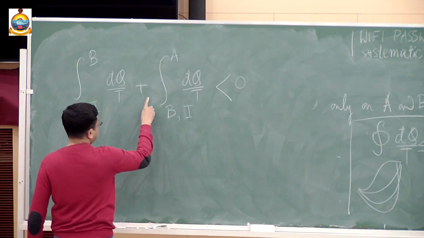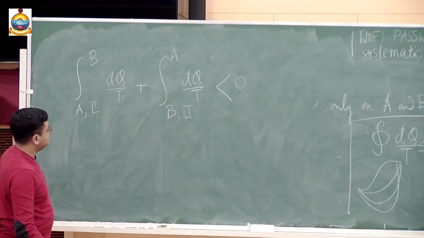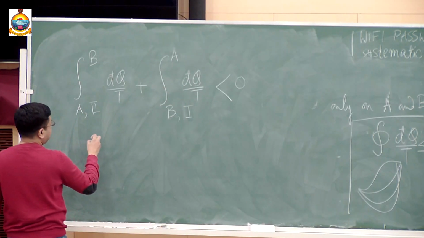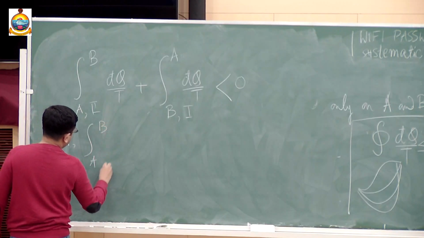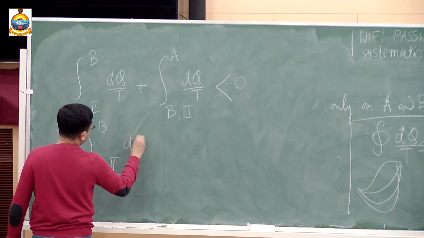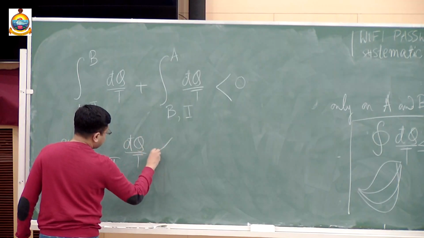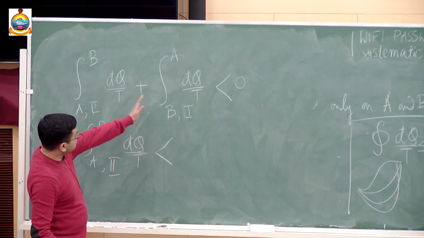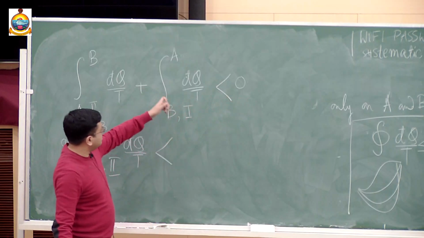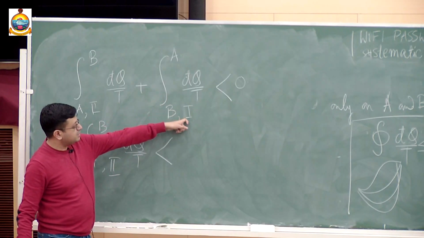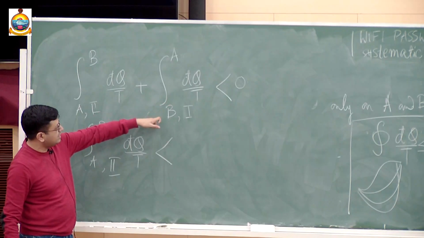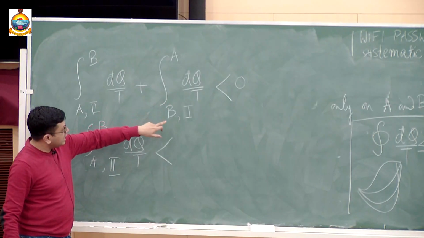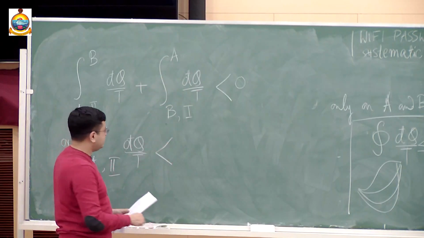But now what I can do is bring this to the other side, so the integral from A to B along path 2 of d cross q by T is going to be less than, if I bring this to the other side I get a minus sign, but since path 1 is reversible I can absorb that minus sign and make this into an integral going from A to B along the reversible path.